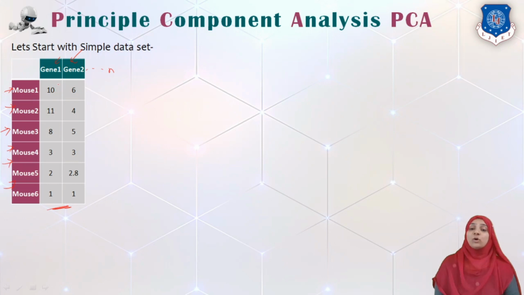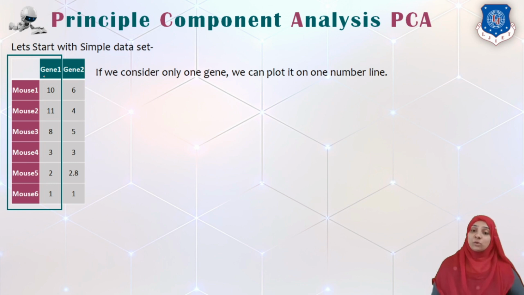Okay, and the value of gene 1 in mouse 1 is 10 and value of gene 2 in mouse 1 is 6. Likewise, mouse 2 is having gene 1 as 11 and gene 2 value as 4. Mouse 3 is having gene 1 value as 8 and gene 2 value as 5, and so on. So while we represent this data diagrammatically over the coordinate system, I will first try to visualize gene 1. If we only consider gene 1, we can plot these 6 mouse data points over a single line.